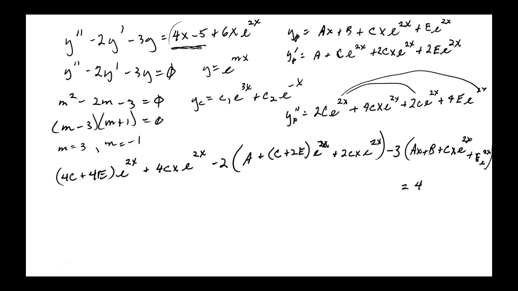Okay. This is supposed to be 4x minus 5 plus 6x e to the 2x. Okay.